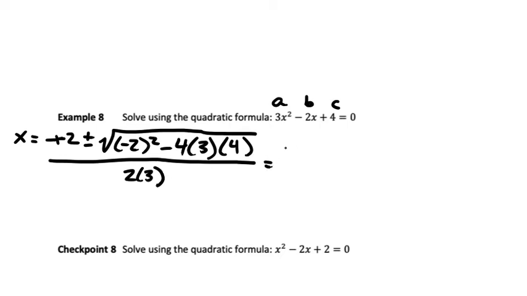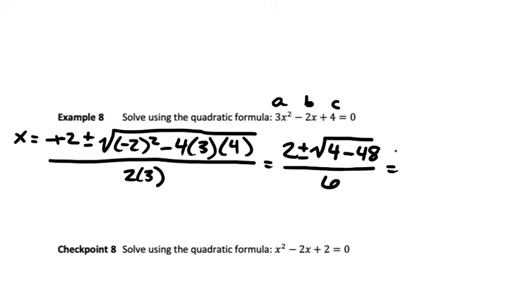So we have 2 plus or minus the square root of negative 2 squared is 4, and 4 times 3 times 4 is 12 times 4, which is minus 48. All over 6. And 4 minus 48 is negative 44. So here we are at that simplifying step.